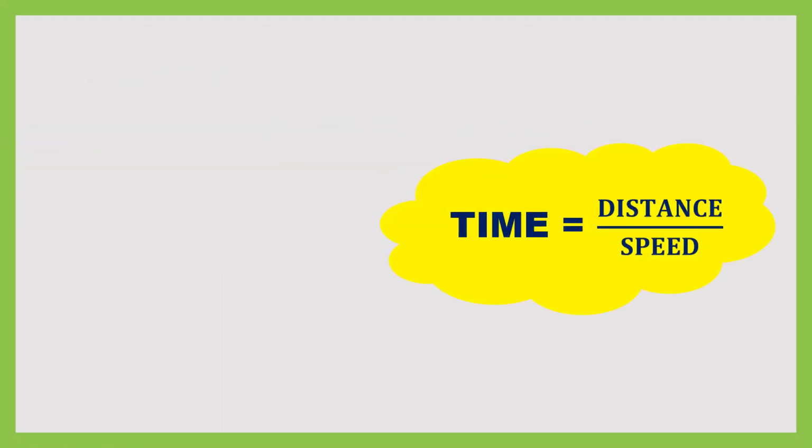How to find time? Time is equal to distance upon speed. In what time can a man cover 120 km at 60 km per hour? Time taken would be 120 upon 60, which is equal to 2 hours.